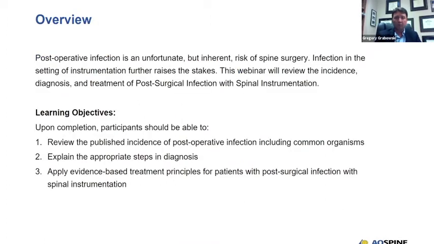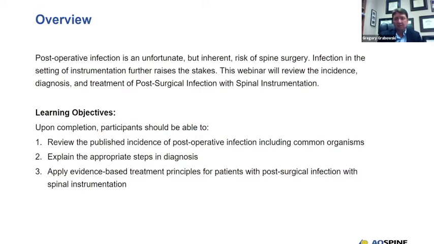So for an overview of what we're going to be talking about tonight, post-operative infection is an unfortunate but inherent risk of spine surgery. Infection in the setting of instrumentation further raises the stakes. This particular webinar is going to review the incidence, diagnosis, and treatment of post-surgical infection with spinal instrumentation.